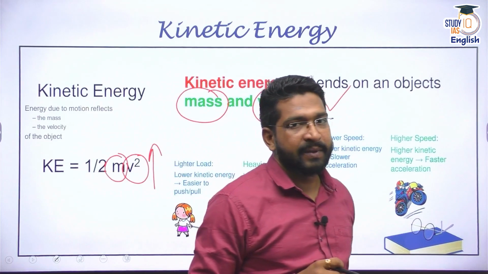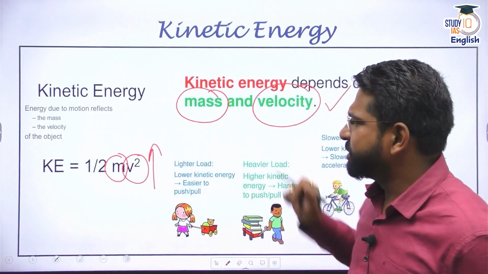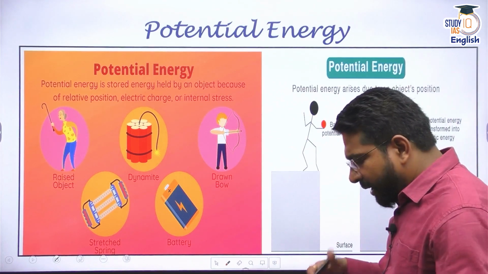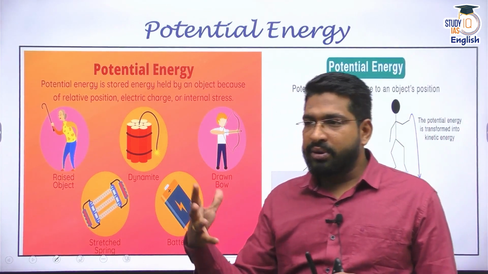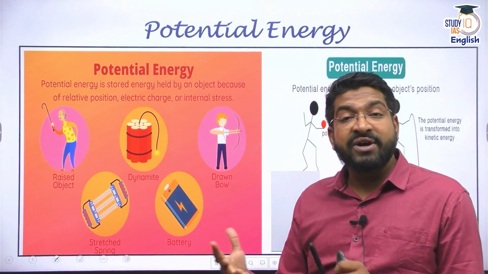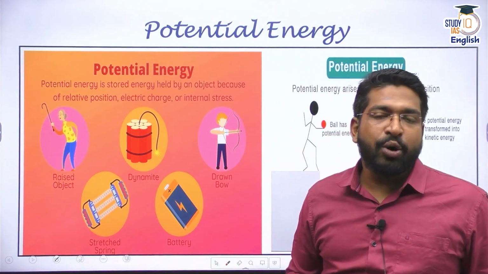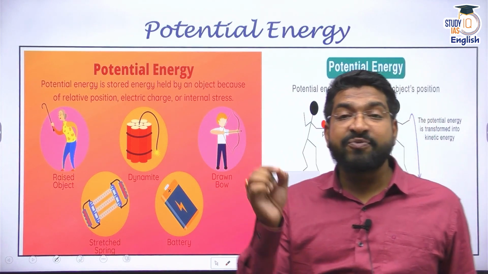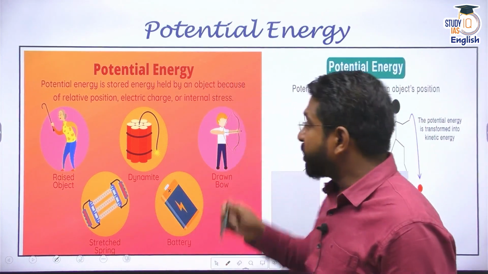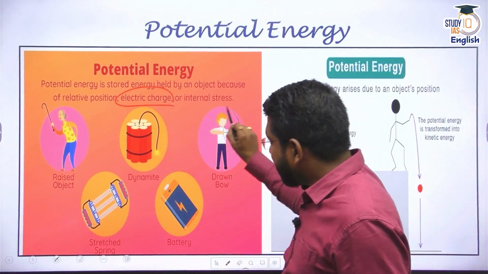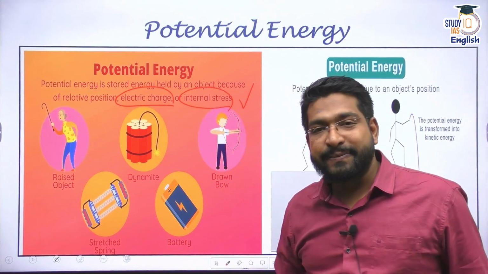Clear? Right. This is about kinetic energy. Let's move on and talk about potential energy. As I told you, kinetic energy of an object is by virtue of its motion, whereas potential energy of any object is because of its relative position, or because of some sort of electrical charges in it, or some other kind of internal stress in it.